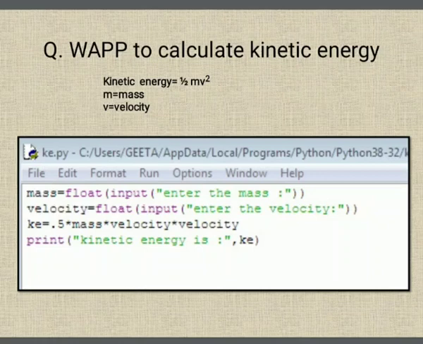After that, we will print the value of kinetic energy with the help of which function? Print function. So we are writing here print, kinetic energy is, it is in double quotes, so it will be printed as it is, comma Ke. Ke is the name of a variable, its value will be printed.